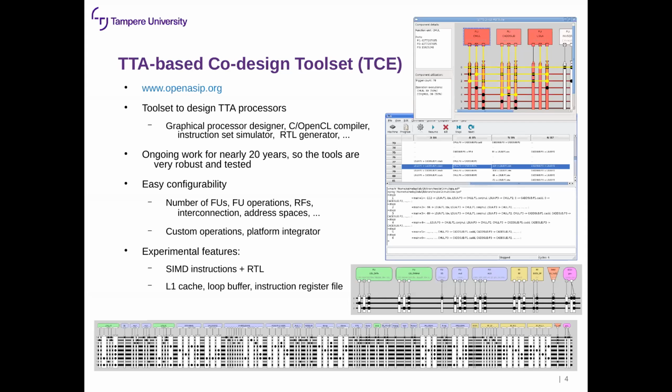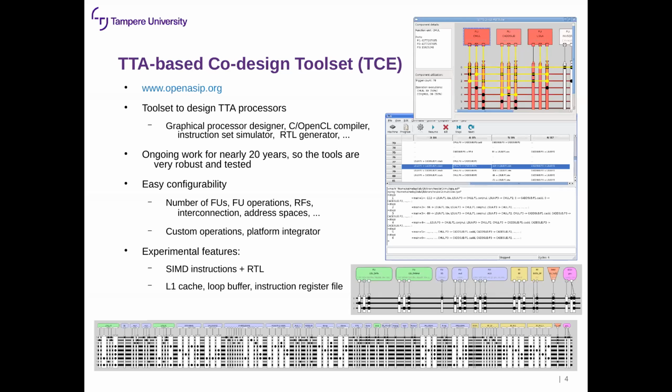It's quite easy to configure, as you can configure the number of function units, what operations they have, register files, how many entries there are, how many ports there are. You can prune the interconnect to have as many buses as you want and as many connections as you want, and different address spaces to instructions and data. In addition, you can have custom operations, which can be used in these C or OpenCL languages, and a platform integrator, for example, for different FPGA targets.